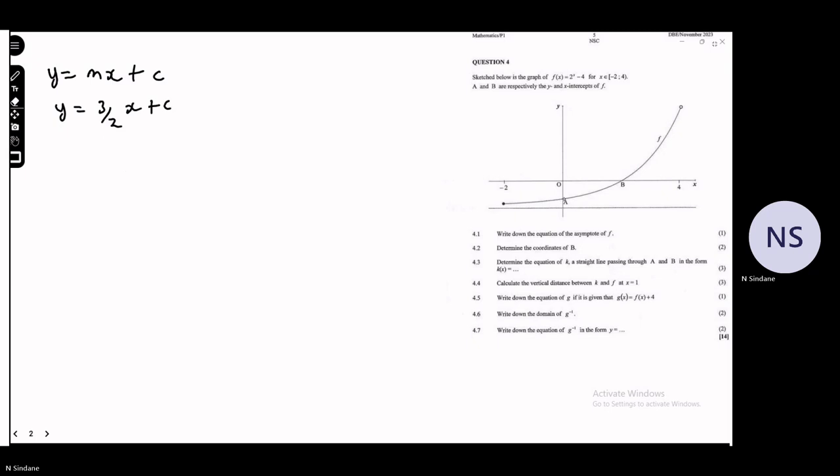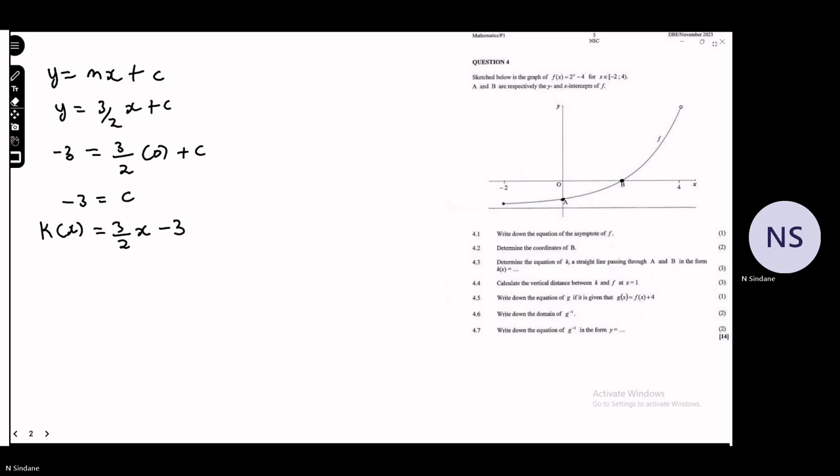And then I can either use these coordinates or that coordinates. Let me use the coordinates of A. Therefore, negative 3 is equal to 3 over 2 into 0 plus c. Therefore, the value of c is negative 3. Then my equation of k of x will be k of x is equal to 3 over 2 x minus 3. That is my equation of k of x.